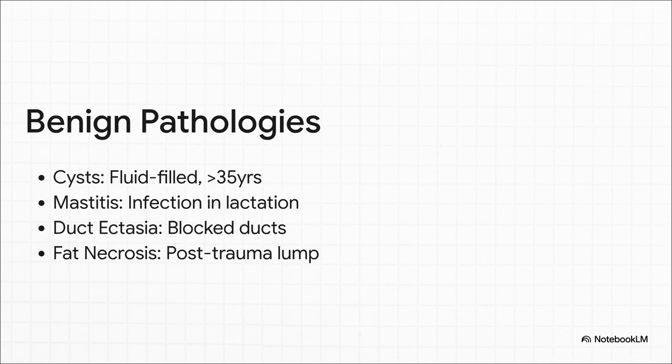In perimenopausal women over 35, you'll often see smooth, fluid-filled breast cysts. If the patient happens to be lactating, consider infective mastitis, which is typically a hot, painful Staph aureus infection. Around menopause, blocked ducts can lead to duct ectasia, and that presents with green or bloody discharge. Finally, always ask about recent injuries, because localized trauma can leave a firm, calcified lump known as fat necrosis.